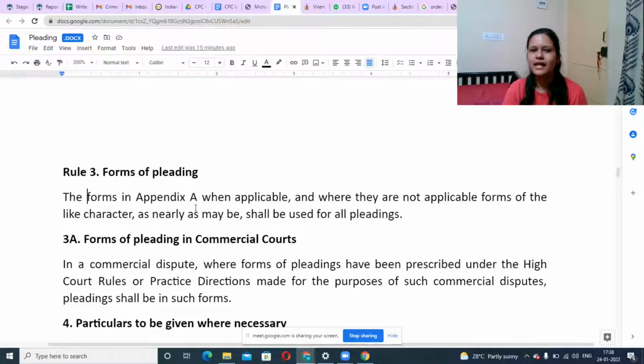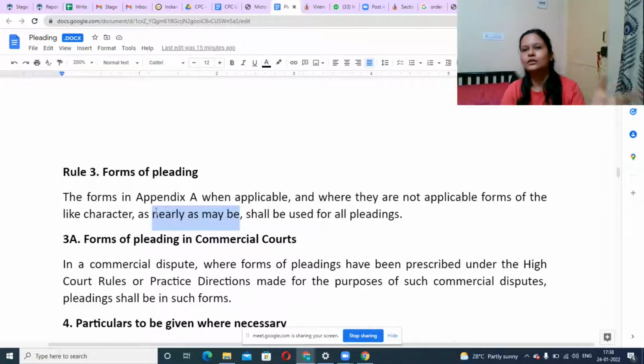If not, we would decide on some format which is similar in character and file the case. Because there are so many different types of civil suits, it might happen that a certain format is not mentioned. In such a case, we can just file it in a format which is as close as possible to the same kind of matter.